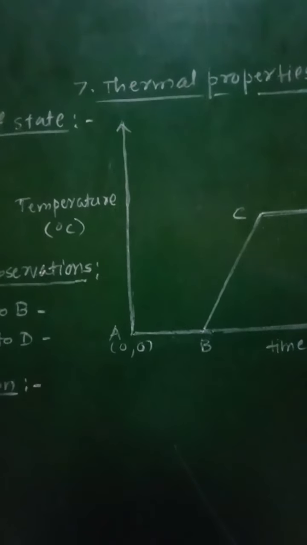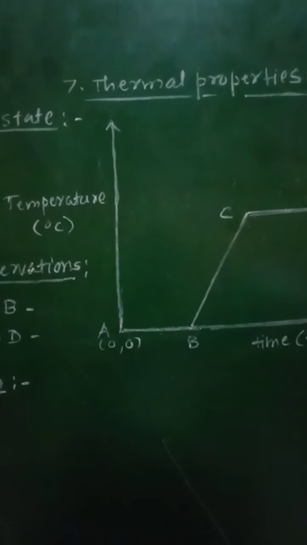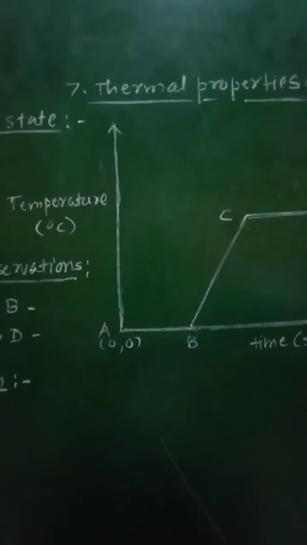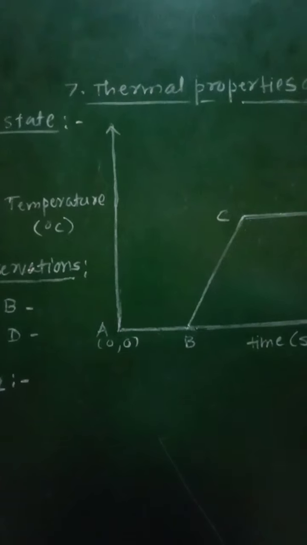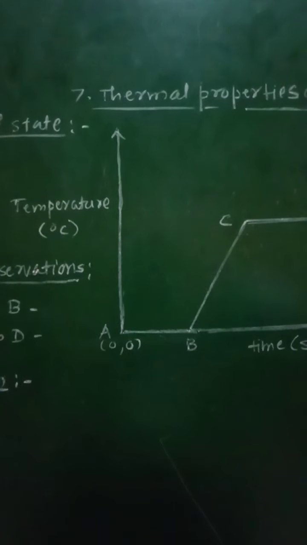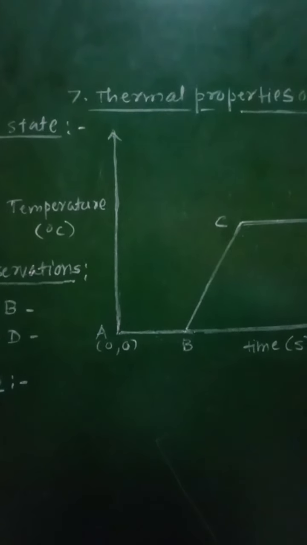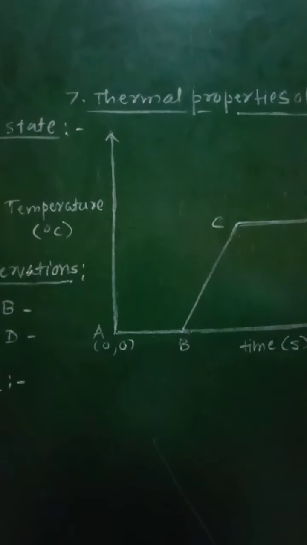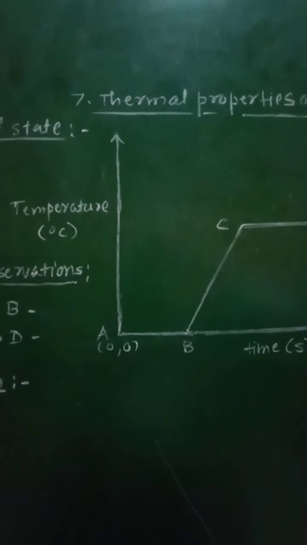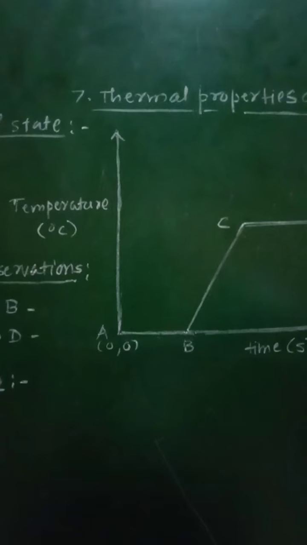Third, the temperature at which the solid and the liquid states of the substance are in thermal equilibrium with each other is called the melting point of the solid or the freezing point of the liquid.